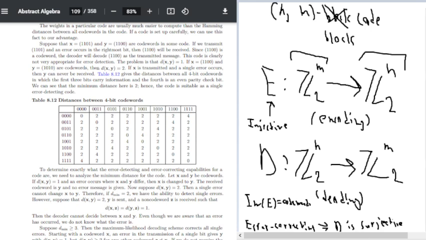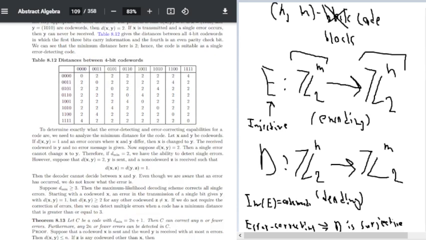Table 8.12 gives the distances between all 4-bit code words, in which the first 3 bits carry information and the 4th is an even parity check bit. We can see that the minimum distance here is 2. Hence, the code is suitable as a single error detection code. So we have 0 to a bunch of 2's, some 4's even for very large numbers, and otherwise we have 2's. Notice here we don't have any 1's in the table. That's what we care about for it to be a single error detection code.